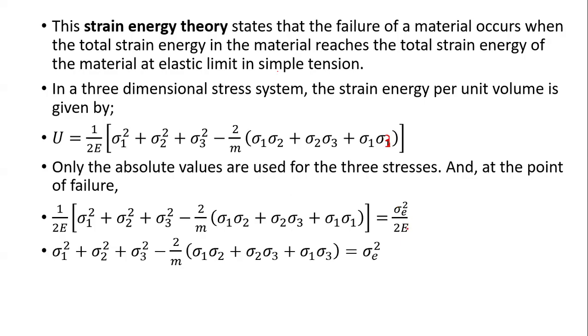Then you can notice already that here I have this 2E, which is also there. So this can cancel. Having cancelled, then we remain with what is in the brackets. Since it's only one which will be remaining outside the brackets, then we can as well open the square brackets. So we have stress 1 squared plus stress 2 squared plus stress 3 squared minus the same 2 over m. Then in the brackets, we have stress 1 stress 2 plus stress 2 stress 3, and then plus stress 1 stress 3 is equal to stress at elastic limit squared.